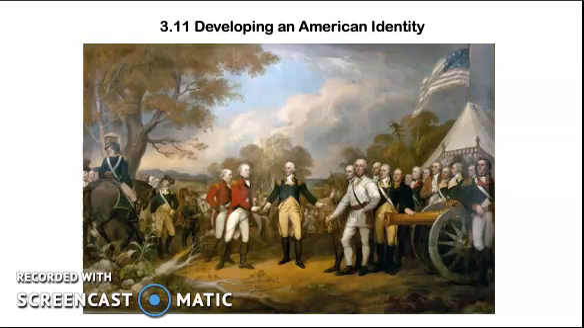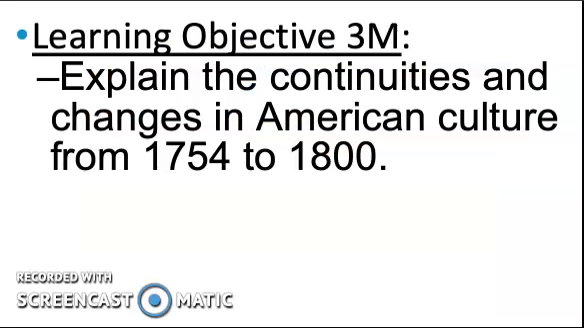We're back for our next to last lecture in period 3. We're going to be covering topic 3.11 today, developing an American identity. Our learning objective for today is 3M, explain the continuities and changes in American culture from 1754 to 1800. And we have two short key ideas for you today.